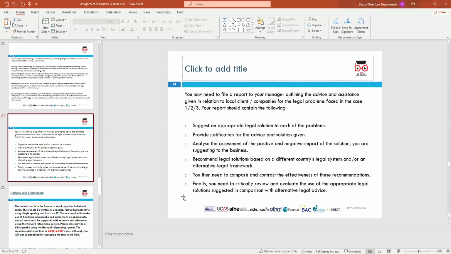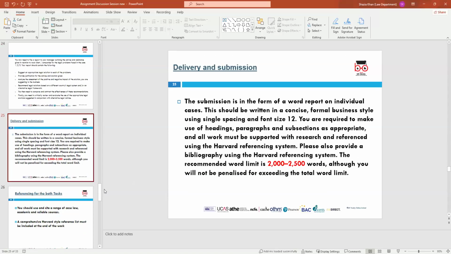Yes, I understand. Okay. So the delivery and submission for the 3 case studies is in the form of a report on individual cases. This should be written in concise, formal business style using single spacing and font size 12. You are required to make use of headings, paragraphs, and subsections as appropriate. All your work will be supported with research and referenced using the Harvard system of referencing. Please provide a bibliography using the Harvard system, and the recommended word count is 2,000 to 2,500.